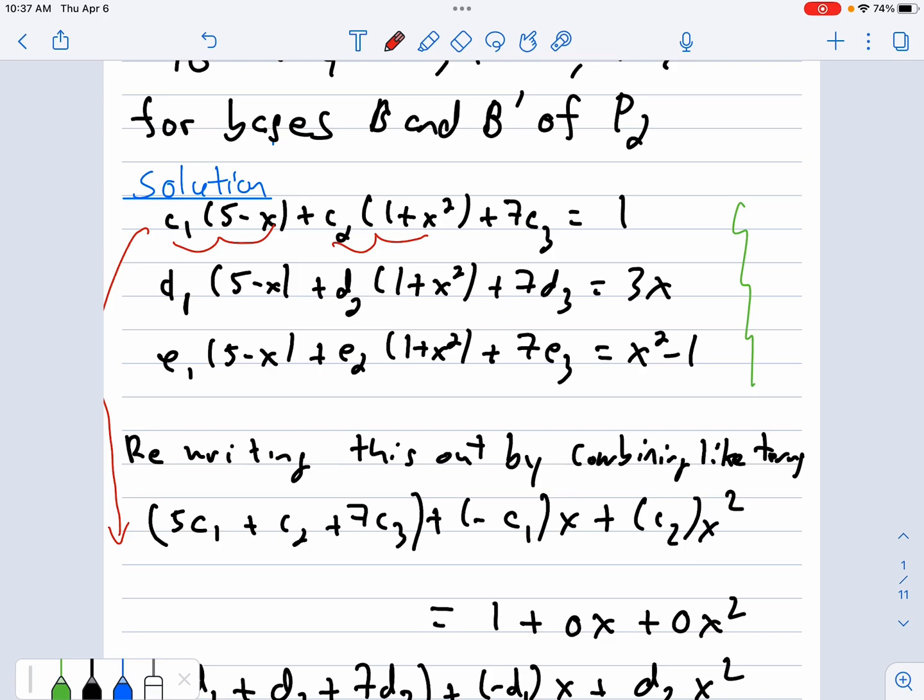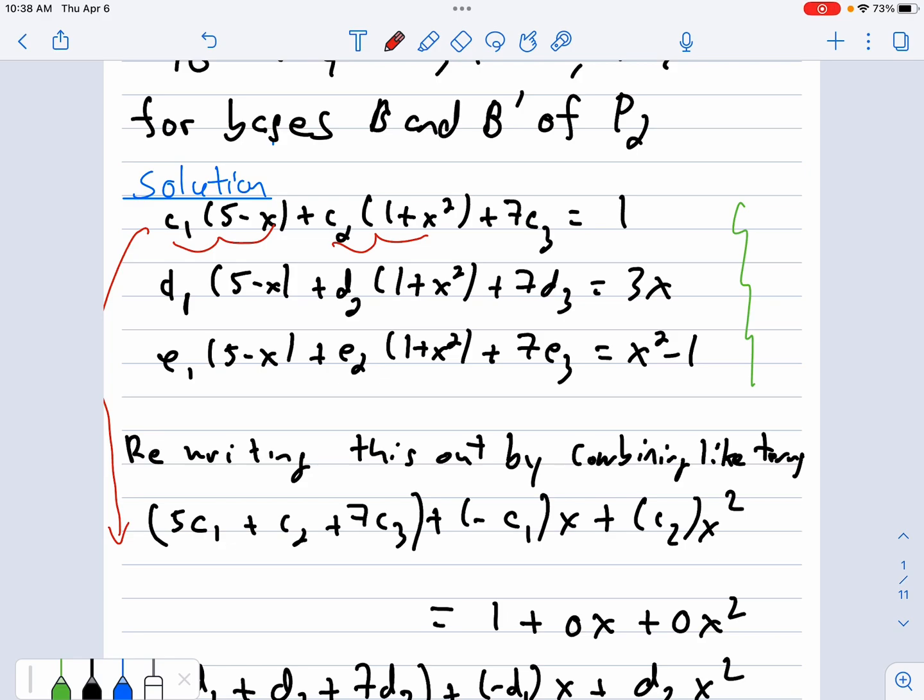So all the constants together, all the x's together, and all the x squareds together. The constants together would be 5C1 plus C2 plus 7C3. That would make the constant. And for the coefficient of x, that would be minus C1. And then for the coefficient of x squared, it's C2. Okay? And then I would set it equal to 1, but 1 as a polynomial in P2 would be 1 plus 0x plus 0x².